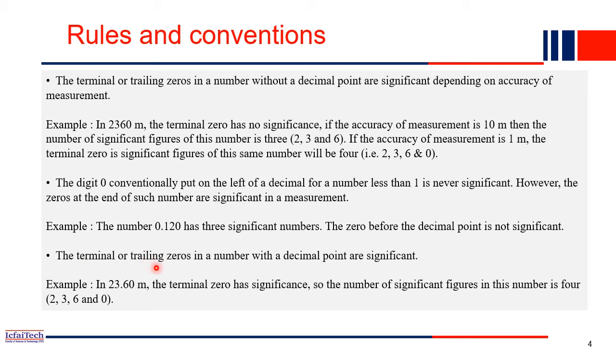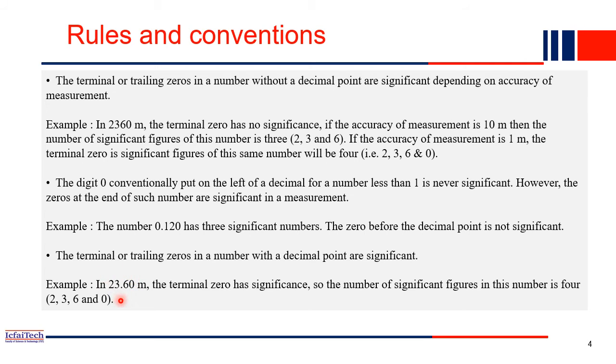The trailing zeros in a number with a decimal point are significant. For example, you have measured a length of 23.60 meter. In that case, this last zero may be significant, because the last digit may be uncertain. 23.6 is the certain, reliable part, whereas the last digit may change. Some person may get 23.61, some may get 23.62. So the last digit is the uncertain digit.